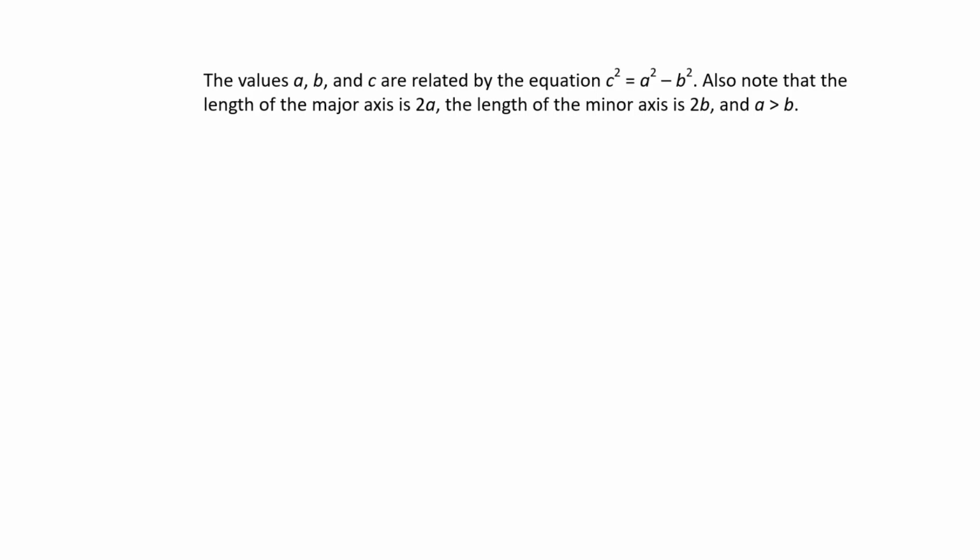All right, so the values a, b, and c are related by an equation, and this is a pretty important equation for you to memorize, and it's not that hard: c squared equals a squared minus b squared, all right? So you'll want to know that. Also note that the length of the major axis is 2a, the length of the minor axis is 2b, and a in this case is greater than b.